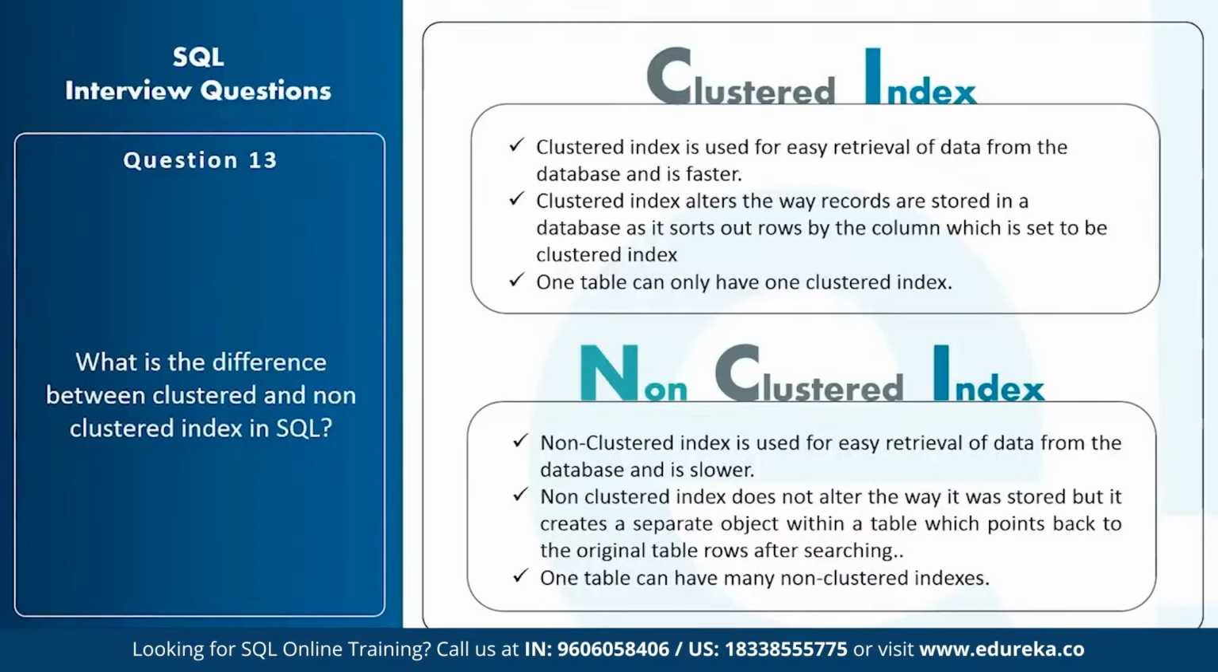The main difference between both of them: both are used for easy retrieval of data, but yes, the clustered index is faster than the non-clustered index, and one table can have only one clustered index, but yes, a single table can have many non-clustered indexes. Apart from that, the third difference between both of them is that the clustered index alters the way records are stored in the table, and the non-clustered index does not do that.